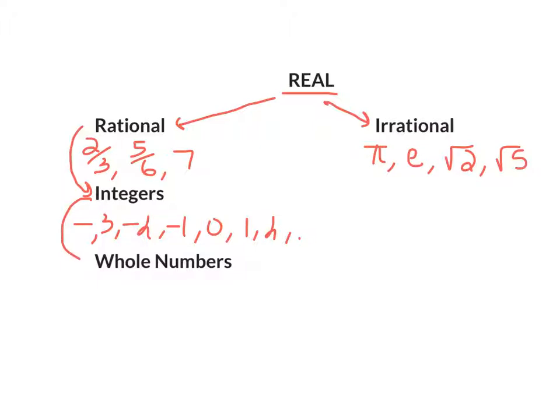Integers can be broken down even further. Whole numbers are integers that do not include the negatives, so 0, 1, 2, 3, and it keeps going forever. So everything is real for now. Rational, irrational. Remember, rational you can write as a fraction, irrational you cannot. Integers, rational numbers including negative numbers that are not fractions or decimals, and then whole numbers beginning at 0 and increasing forever.